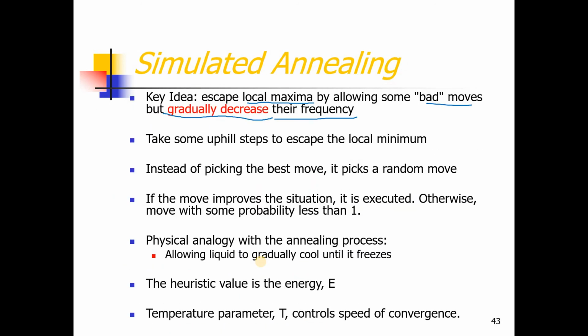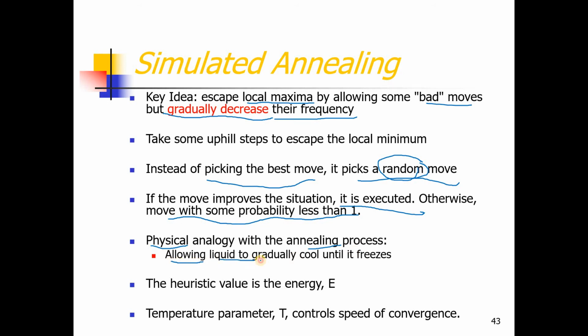Clear? So you take some uphill steps to escape the local minimum, and instead of picking the best move, it picks a random move, not the best. So it's not a greedy algorithm, it's not a greedy local search. It picks a random move, and if the move improves the situation, we execute it. Otherwise, we move with some probability less than 1. We keep on looking in the neighborhood with some probability. This whole method has a physical resemblance with the annealing process in physics that we have discussed.